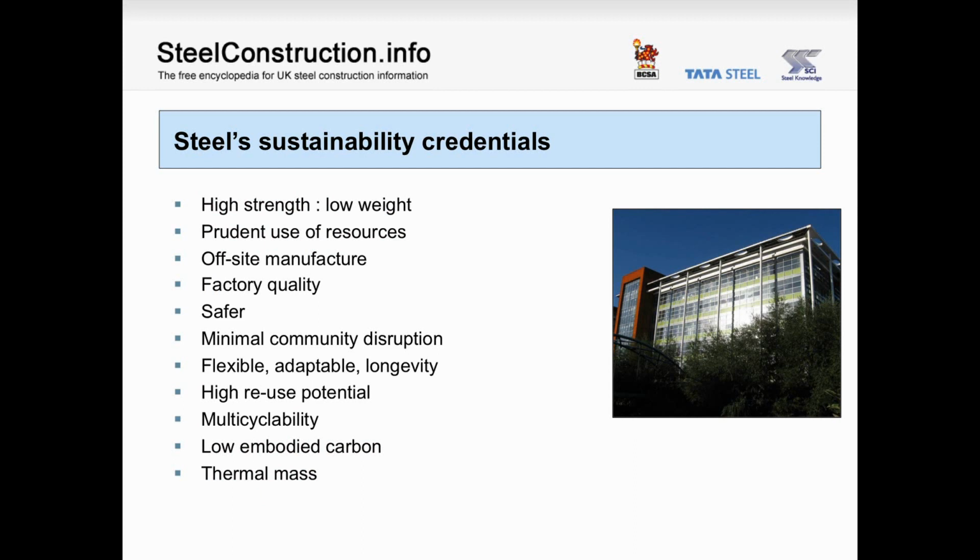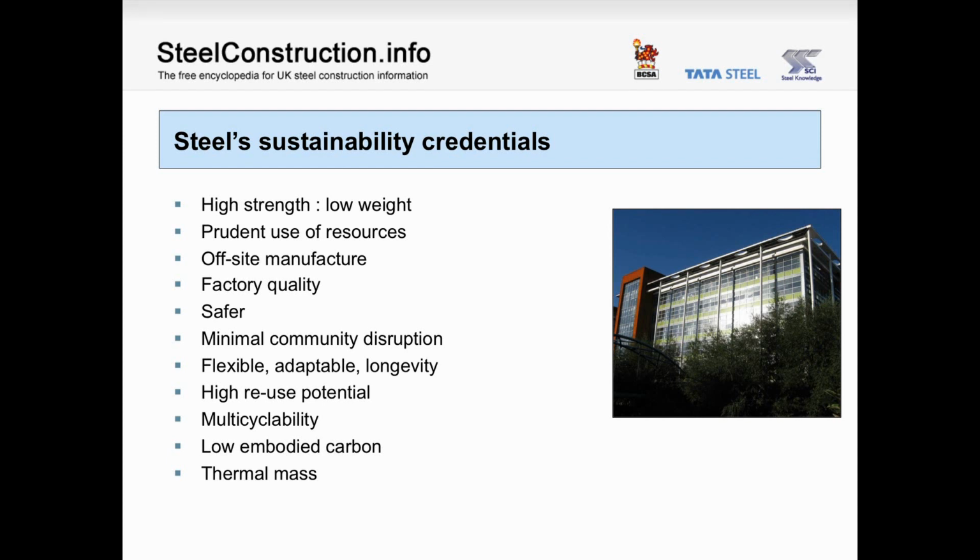Firstly, looking at sustainability. Here we see some of steel's sustainability credentials. Its high strength to weight ratio means that we don't use very much of it in a steel frame building. Even a rudimentary assessment of embodied carbon should look beyond a simple tonnes of CO2 per tonne of material and should at least consider the intensity in terms of kilograms per metre squared for different systems to allow the intensity of different materials to be considered.